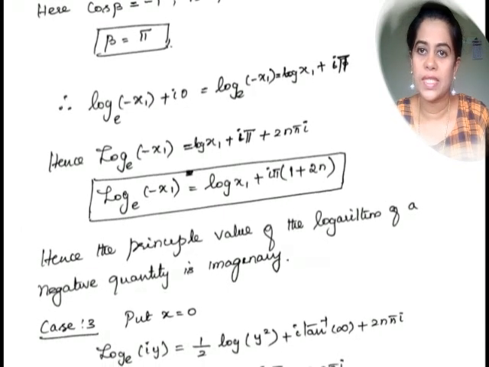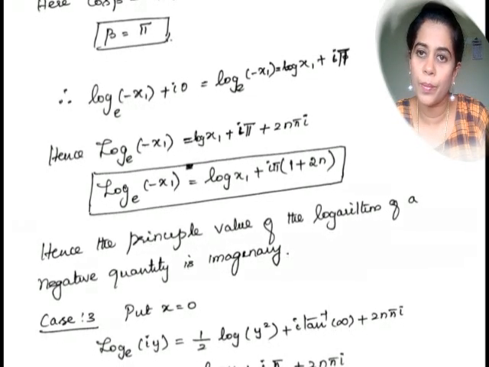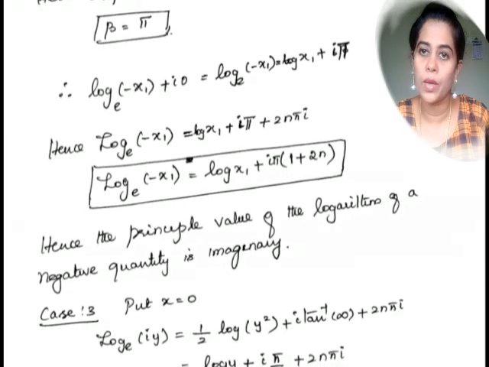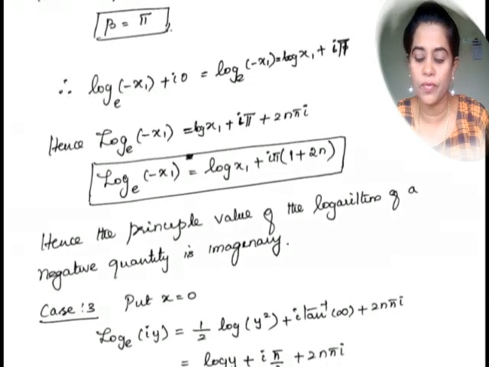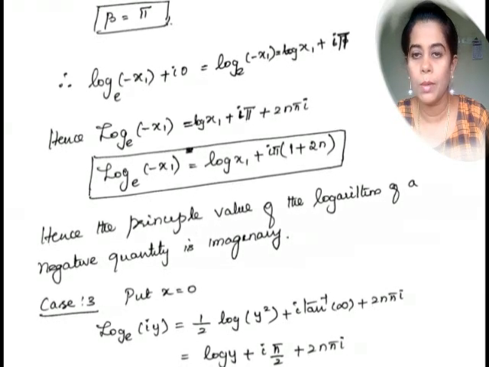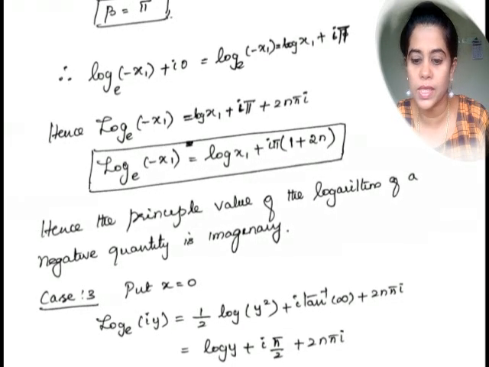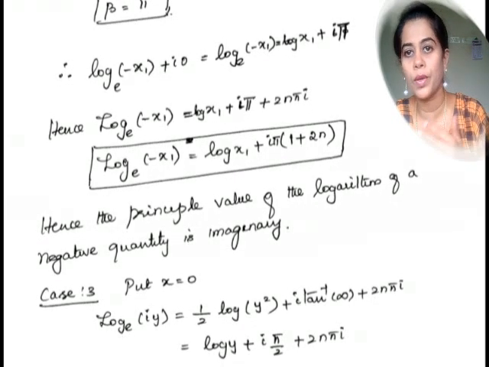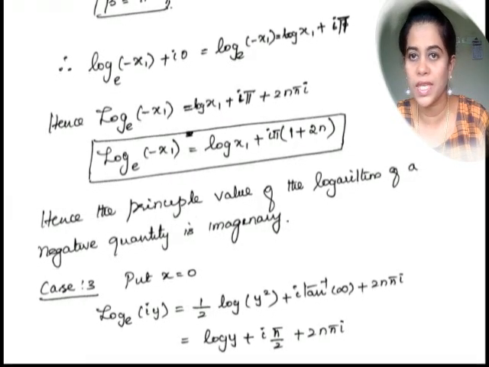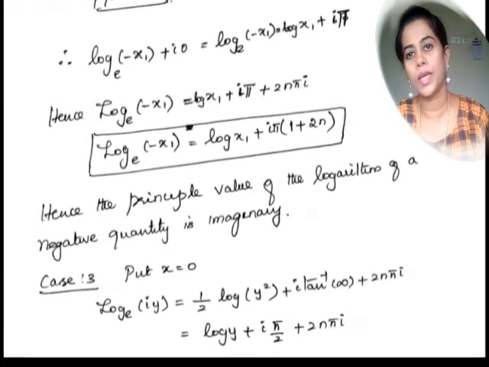So let me go to the next case. Here we are taking the real part as 0. So what will happen if I take the real part as 0? Let us discuss. Log of iy to the base e equal to half times log of y squared, because x is 0, plus I tan inverse of y by x. Here x is 0, so y by 0 leads to infinity. So therefore y by 0 is infinity, which gives I tan inverse of infinity plus 2n pi I.